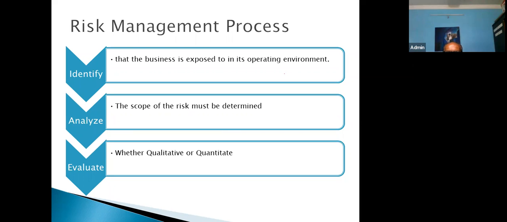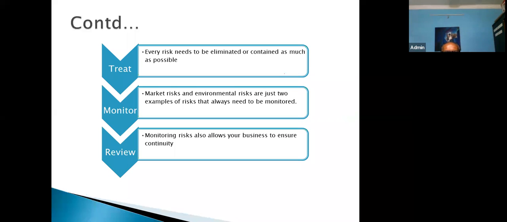Okay. Let me take you to the next slide now, about the risk management process. After understanding, identify, analyze, and evaluate, the 4th step or 4th phase is treat. Now, what is treat? Treat is every risk needs to be eliminated or contained as much as possible. So, what treatment are you giving to the risk? Treatment is elimination of risk. That risk has to be removed. That is nothing but the treatment which we are giving. Or if elimination is not possible, then you have to control that risk. So this way we are treating the risk.